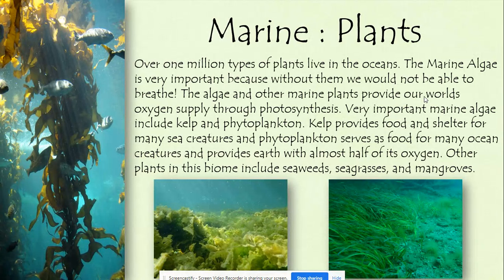The algae and other marine plants provide our world's oxygen supply through photosynthesis. Very important marine algae include kelp and phytoplankton. Kelp provides food and shelter for many sea creatures, and phytoplankton serves as food for many ocean creatures and provides Earth with almost half of its oxygen. Other plants in this biome include seaweeds, seagrasses, and mangroves.